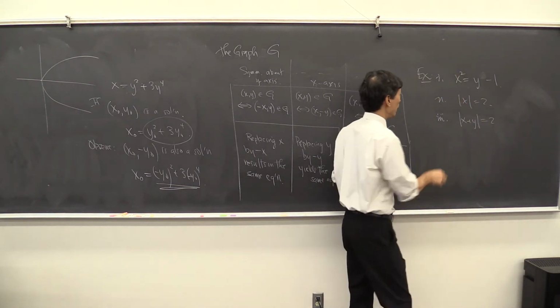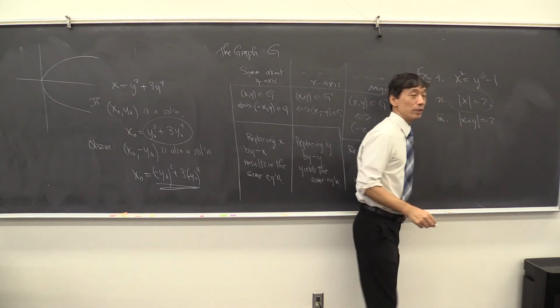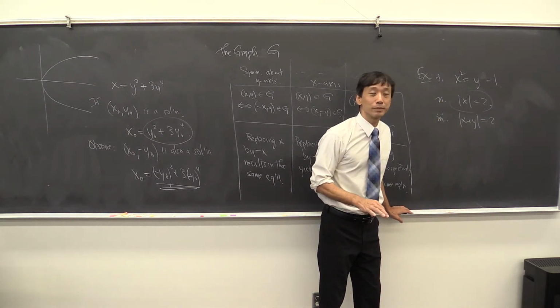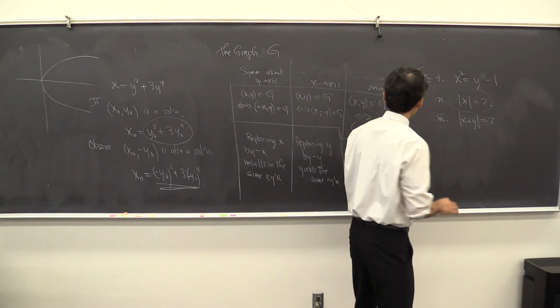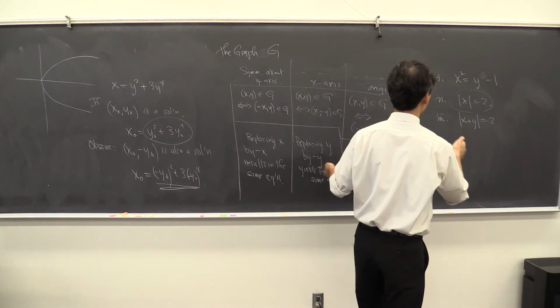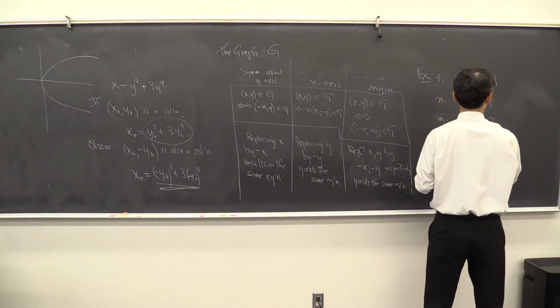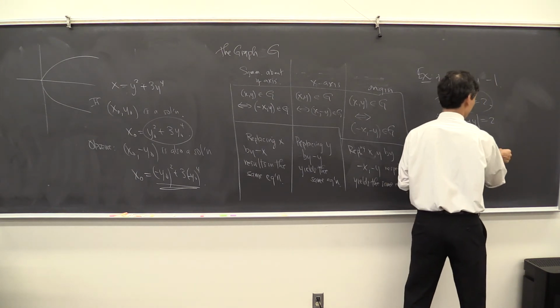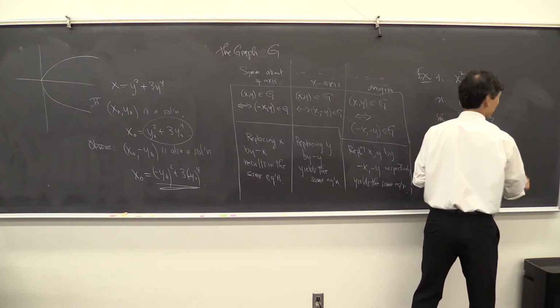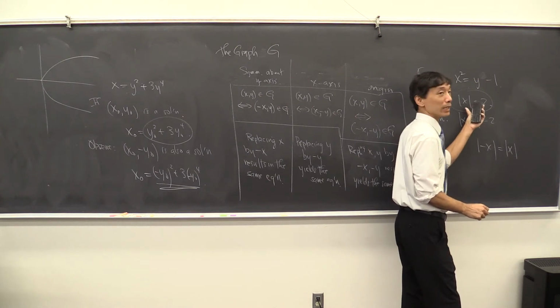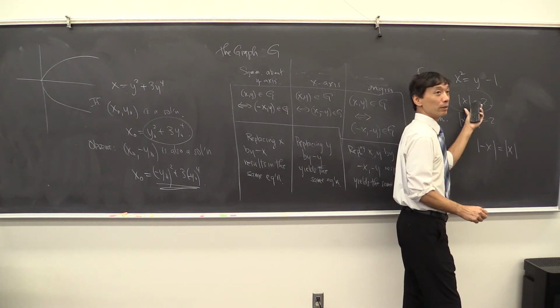Okay, what kind of symmetry does this graph have? Anybody want to say? Y-axis, right? Because if you replace x by negative x, you get the same thing, because the absolute value of negative x is the same thing as the absolute value of x. So if I replace this by negative x, I still get the same equation.